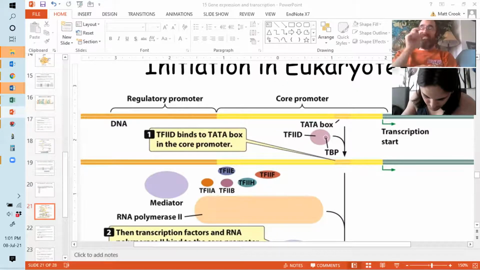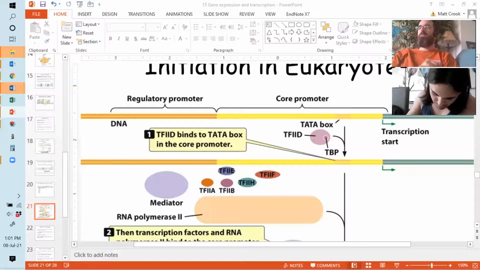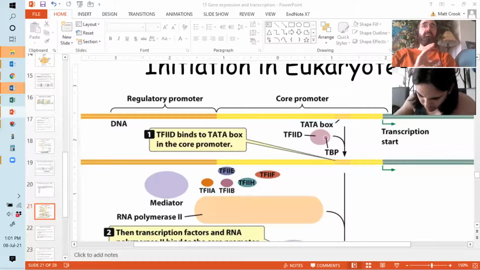Right. And so it's a core promoter, right? And so what that's telling you is that that's the bare minimum necessary for transcription. It's not saying that transcription is going to work very well, or you'll get a lot of transcription, but that's the bare minimum. Without that, it's not going to work at all.